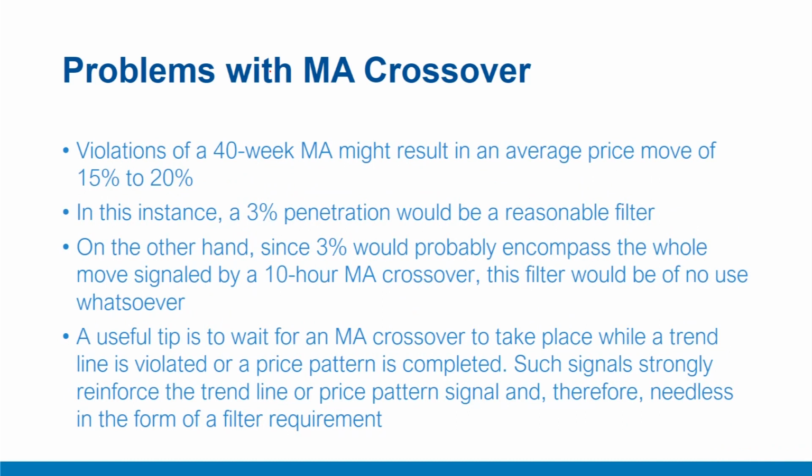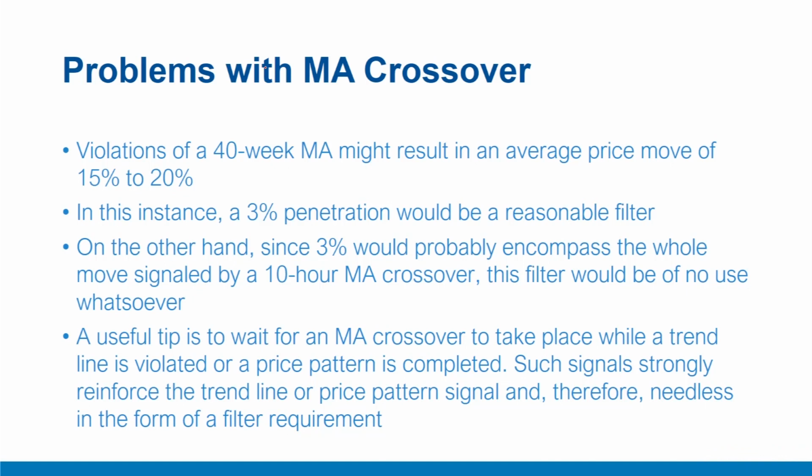And therefore, violations of a 40-week MA might result in an average price move of 15 to 20%. In this sense, a 3% penetration would be a reasonable filter. On the other hand, since 3% would probably encompass the whole move signaled by a 10 RMA crossover, this kind of filter would be of no use whatsoever. So we need to use cautious judgment while selecting these filters.